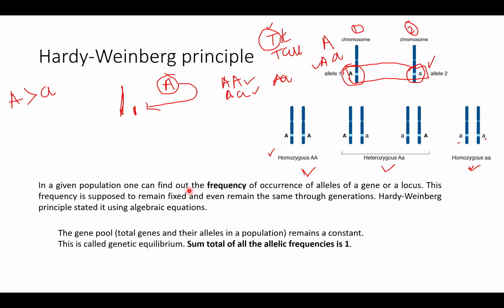So what do you mean by frequency? Frequency is a simple term. How many times is it occurring? If there are, let's say, 100 events, how many times is this event happening? That is called frequency. Simple English term, frequency. So Hardy-Weinberg principle can figure out the frequency of occurrence of the allele. And this frequency, they said, is supposed to remain fixed and remain the same throughout the generations.